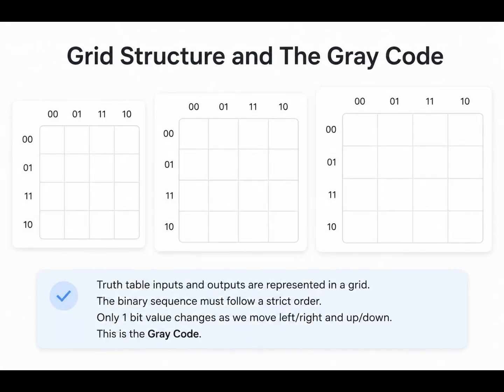To build a K-map, we transfer our truth table into a grid. The most critical rule here is the labeling of the rows and columns. Notice the sequence. 0 0, 0 1, 1 1, 1 0. Only one single bit changes as you move to any adjacent cell. This specific sequence is known as the gray code.